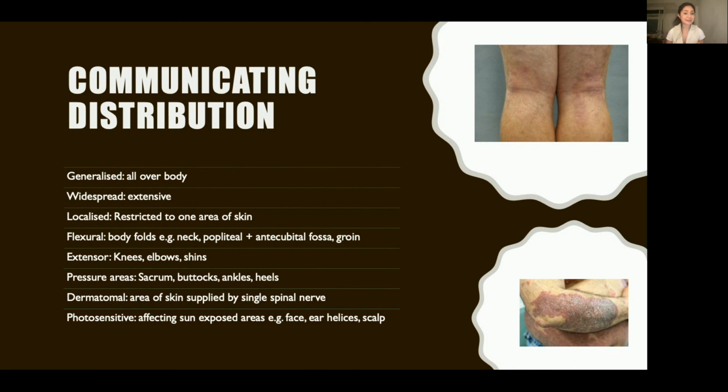So you can comment really easily on distribution. And then obviously pressure areas, especially for most of us who are working in inpatient wards. So many of our patients are going to have ulcers on the sacrum, buttocks, heels, so just have a look at pressure areas. To communicate infection in the nervous system, you can really easily say dermatomal. And then a nice phrase for communicating lesions in areas more prone to skin cancer would be photosensitive. I already showed a photo of the ear helices. Next slide.